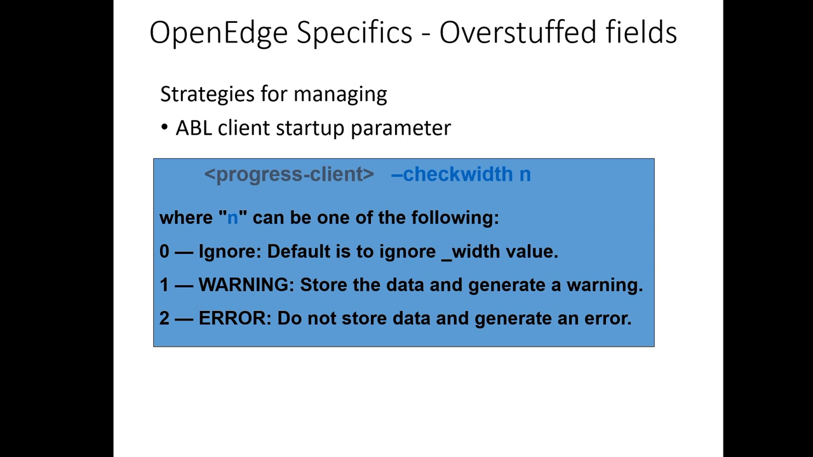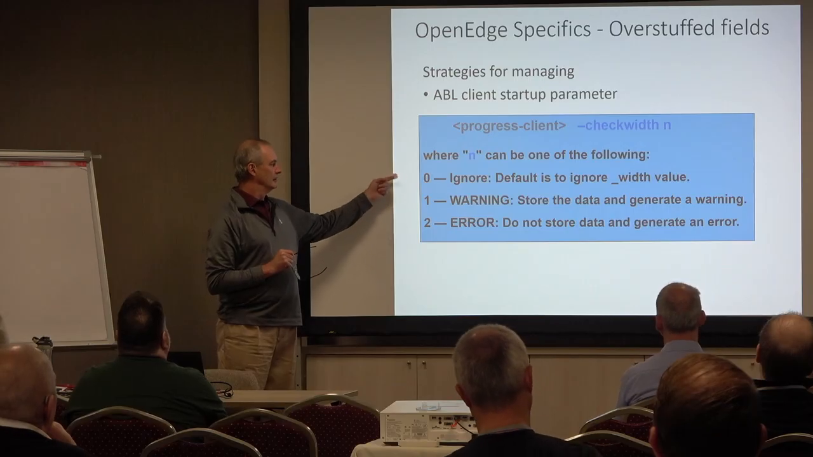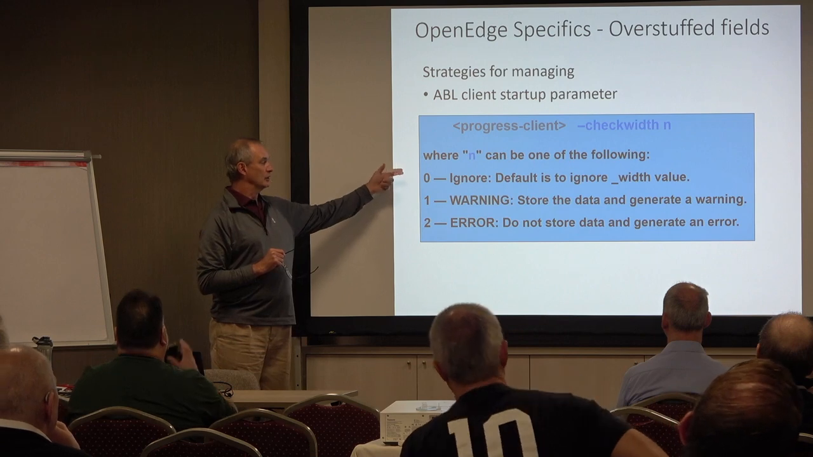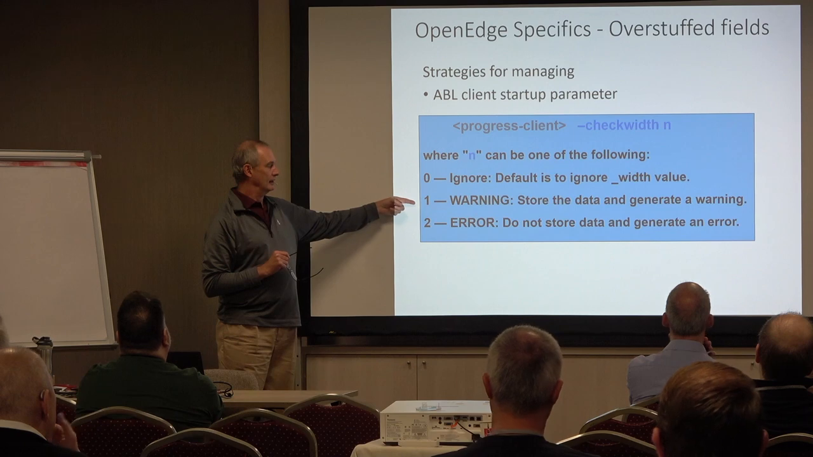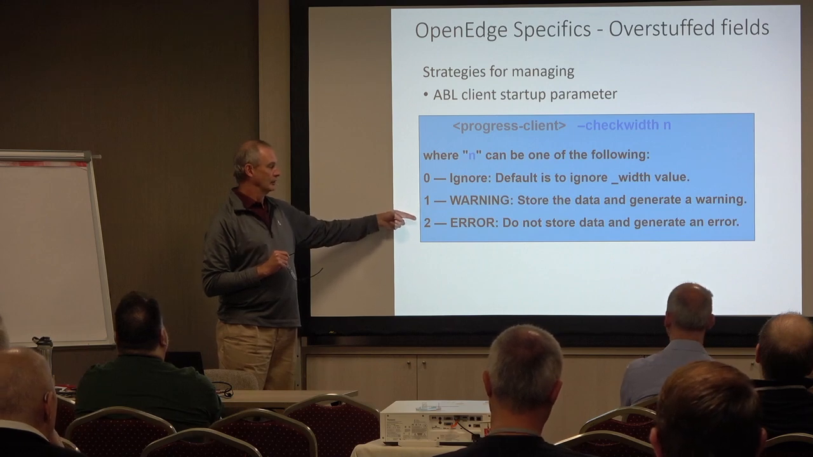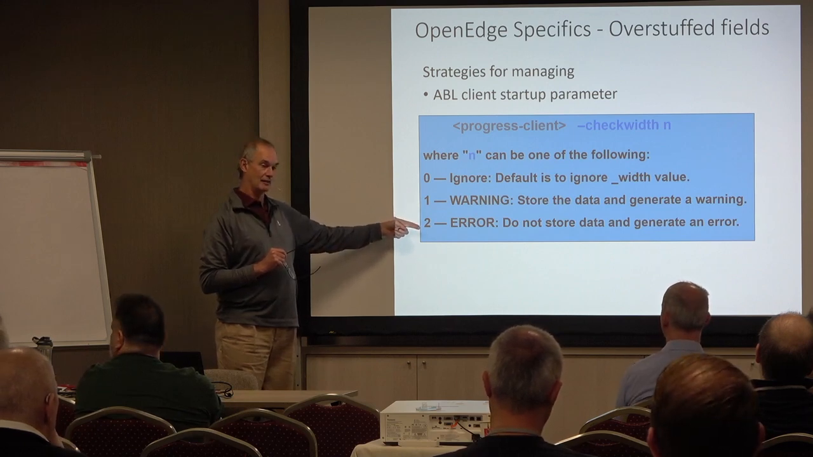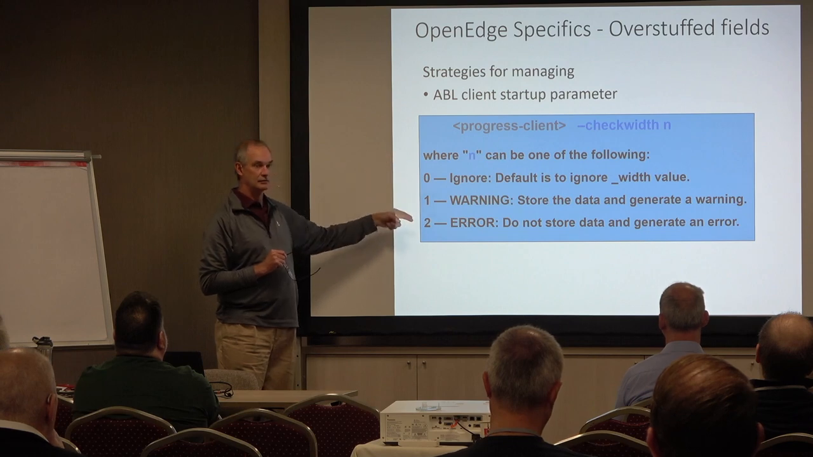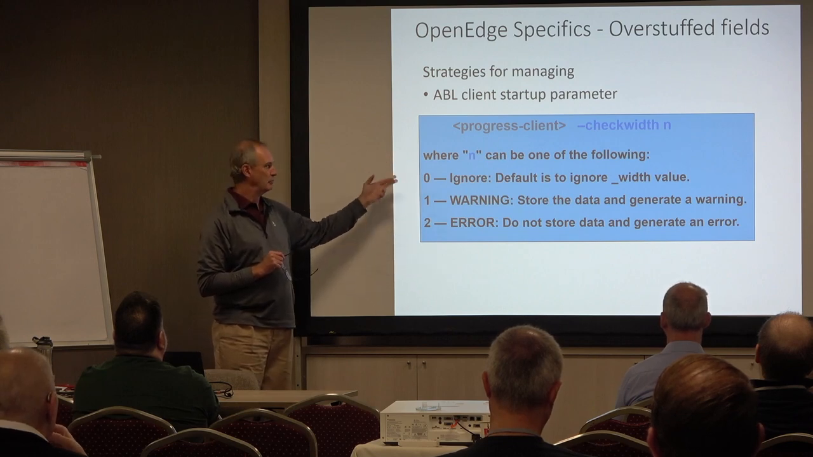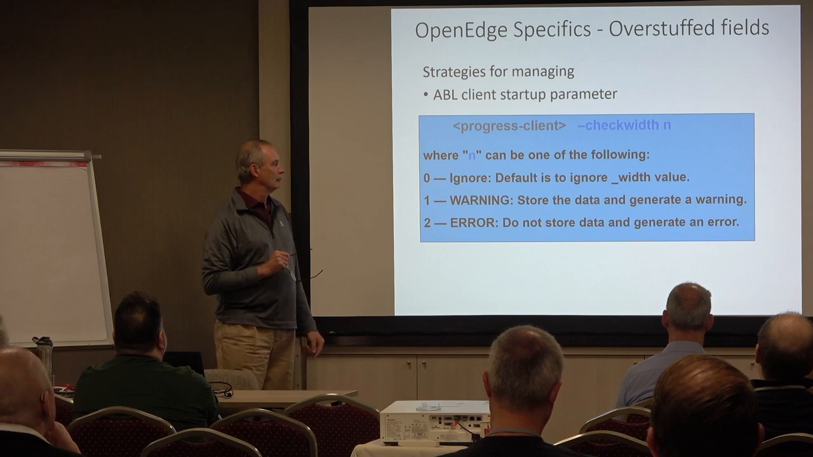We have a Progress client startup parameter, CheckWith, that allows you to do one of three things. The default is to ignore the width value, or store the data and generate a warning, or don't store the data and generate an error. These are not something I encounter regularly, but the capability is there.